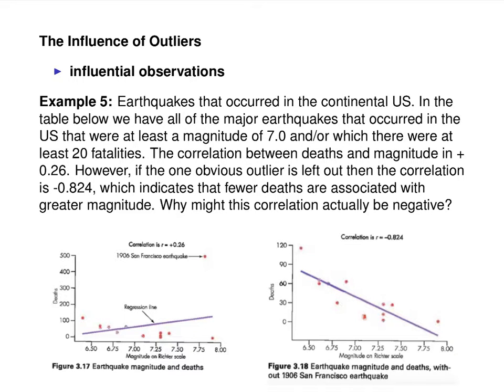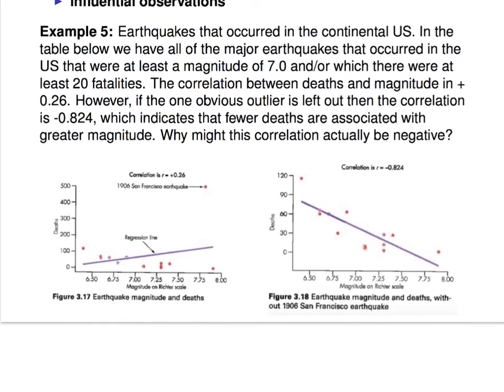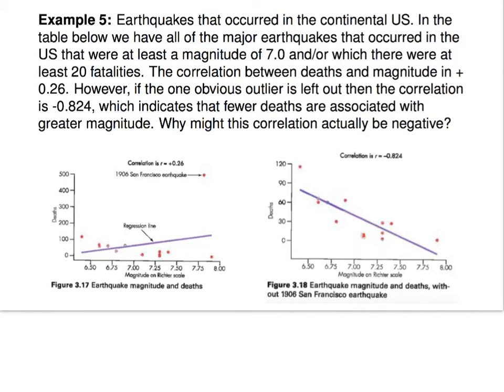Okay, so I think I mentioned that sometimes there are influential outliers that can drastically change your line. So in this picture, we have earthquakes that occurred in the continental US, and these are all the earthquakes that were a magnitude of 7.0 and at which there were at least 20 fatalities. The correlation between deaths and magnitude is just 0.26. But do you see that there is one point that appears to be worse than all the others? You see that?